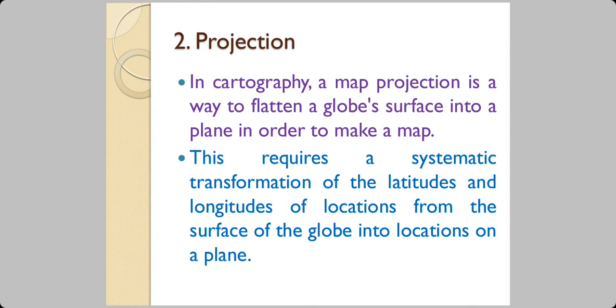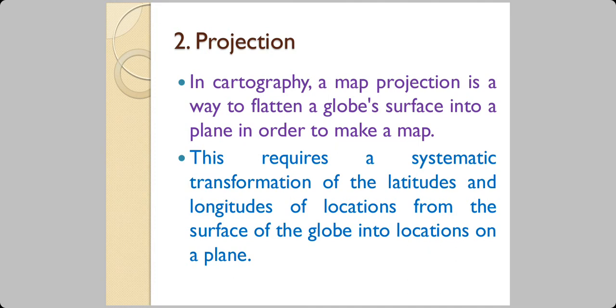And when we are talking about the map, we are talking about the surface of the earth. Now, the surface of the earth is curved. This curve we have to show as accurately as possible on a flat surface. Your map is a flat surface, your paper is a two-dimensional flat surface. This requires a systematic transformation of the latitudes and longitudes of a location from the surface of the globe into the location on the plane.